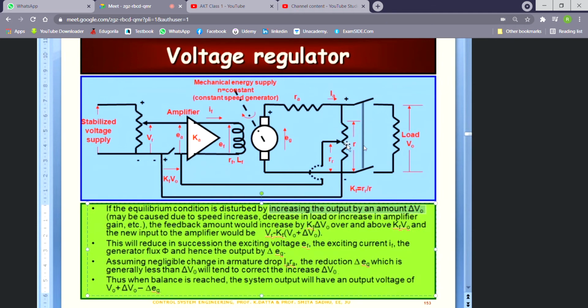Now, if you look at the diagram, if the output voltage is VO plus delta VO, then the amount of feedback that you get over here is going to be changing, right? So earlier when the output voltage was VO, we got a feedback amount equal to Kf into VO. Now, if VO changes to VO plus delta VO, then the amount of feedback will now be Kf into VO plus delta VO, right? So now your EA is no longer going to be VR minus Kf VO. It is going to be VR minus Kf into VO plus delta VO, right?